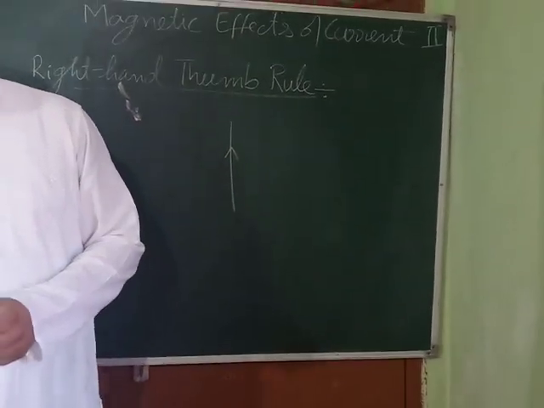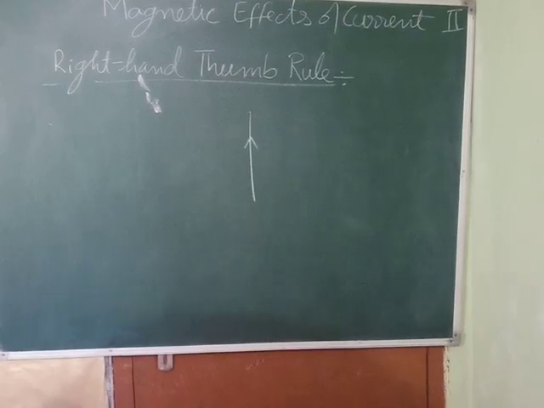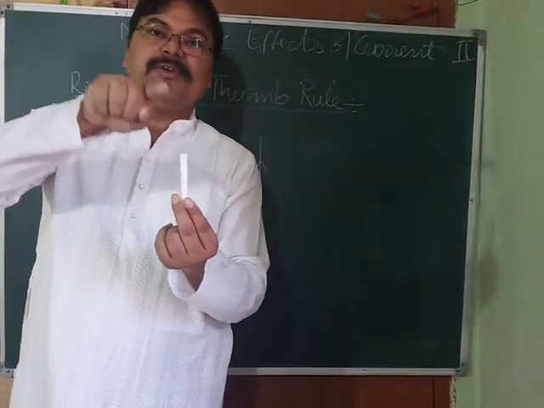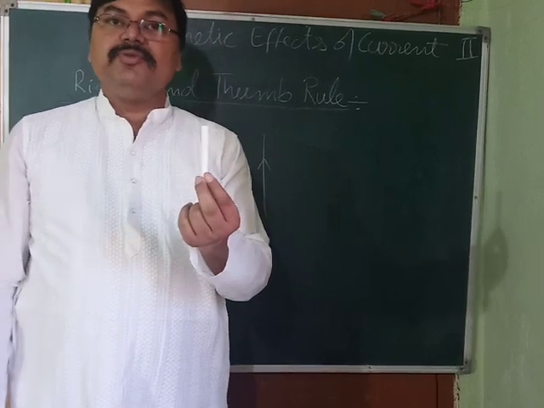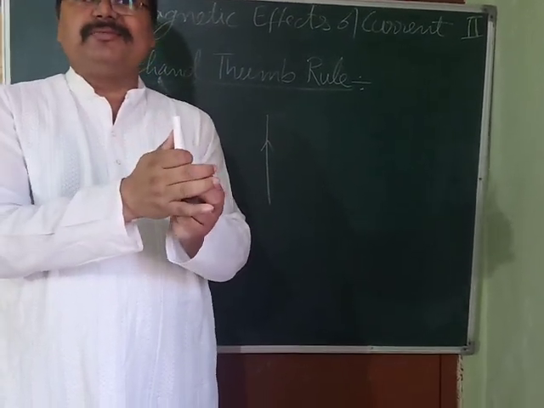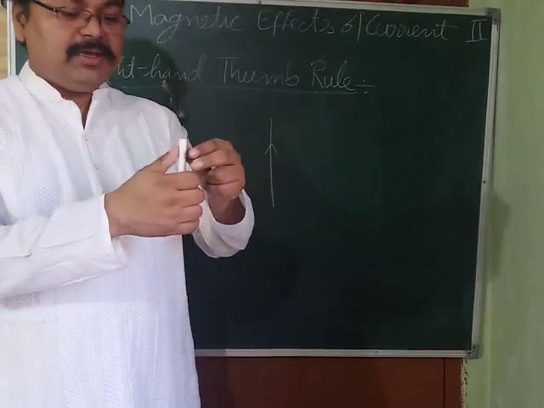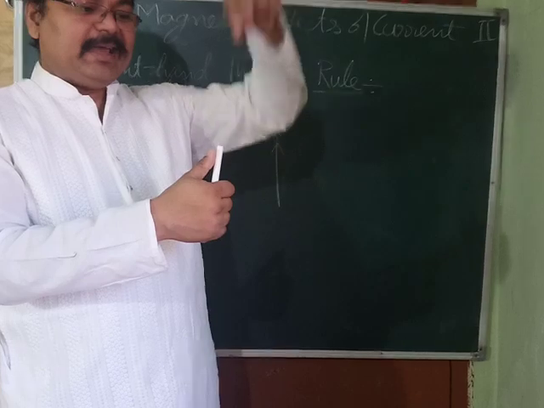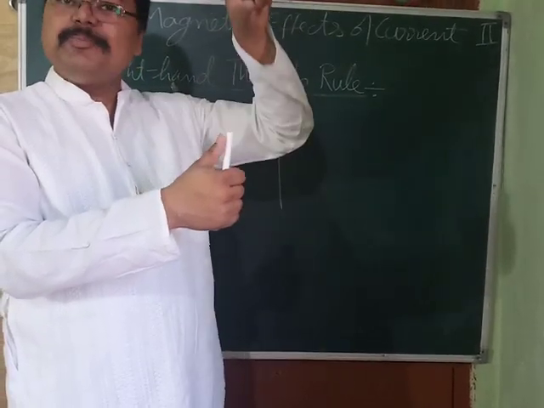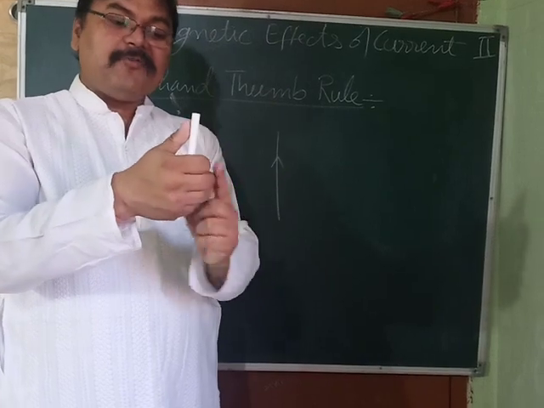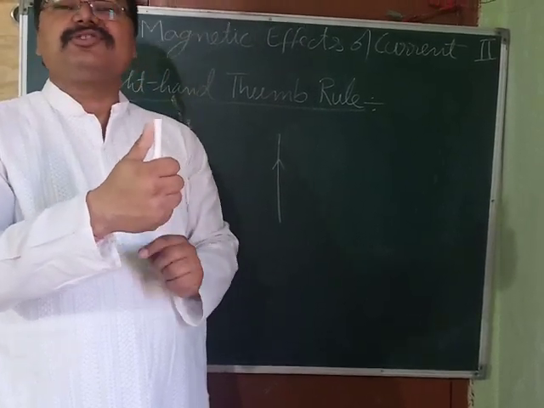Now what does it mean? Suppose this is the wire and in this wire current is flowing in the upward direction. So what we have to do? We have to suppose as if we are holding this. We don't have to hold it, we have to just suppose. And our thumb must be stretched in the direction of current. See, it is stretched in the upward direction and current in this wire is flowing in the upward direction. Now our curling fingers give the direction of magnetic field.